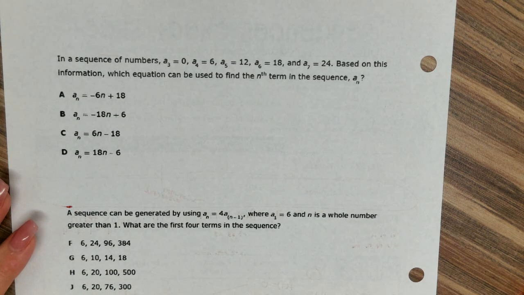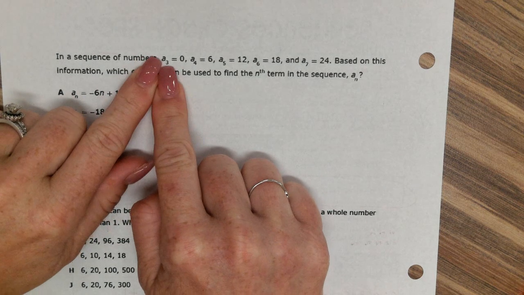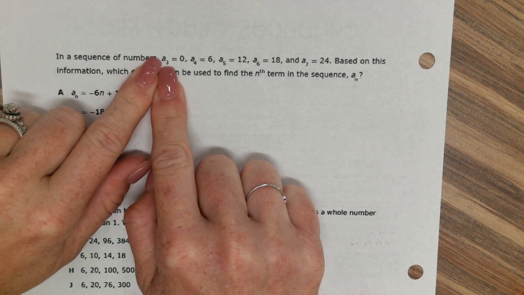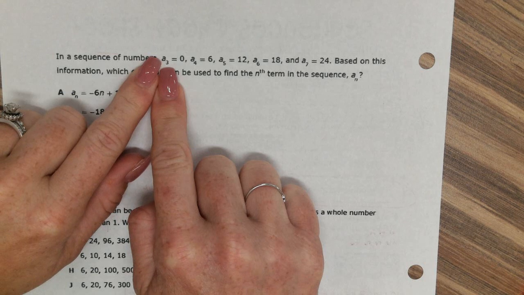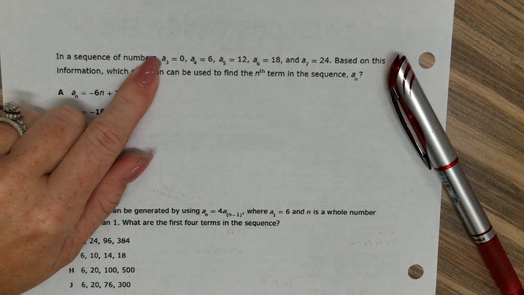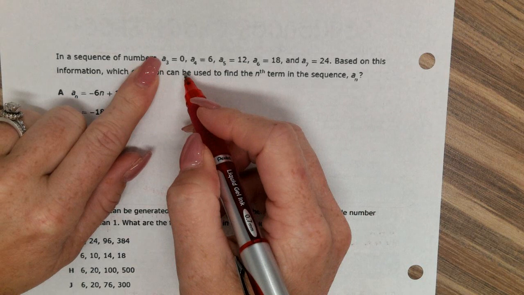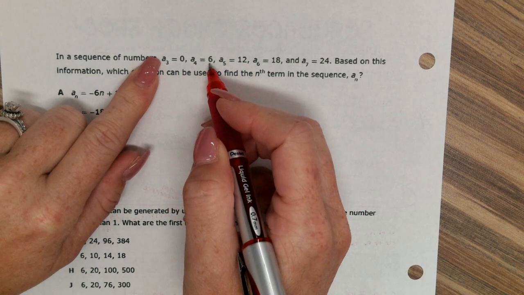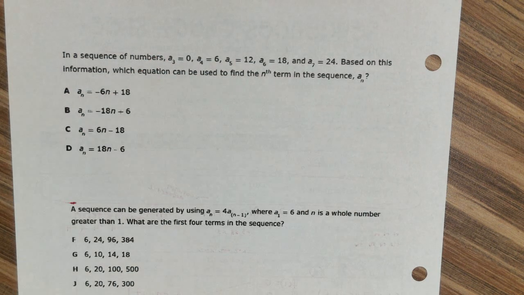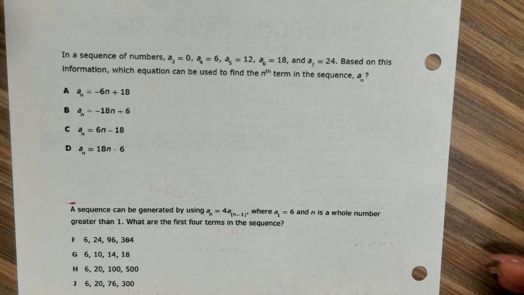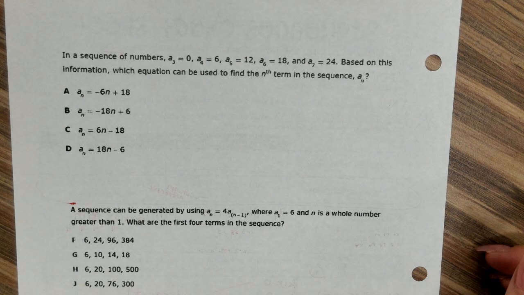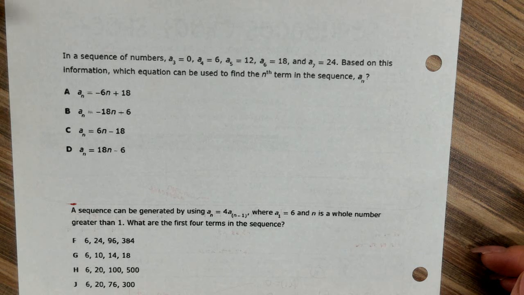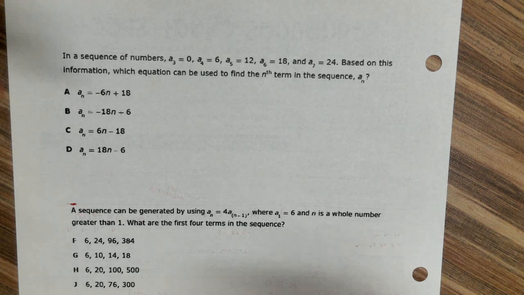It says, in a sequence of numbers, what does this mean, A sub 3? The third term. The third term is 0. The fourth term is 6. The fifth term is 12. The sixth term is 18. And the seventh term is 24. Based on this information, which equation can be used to find the nth term? Meaning, which of these equations would help you find any term?